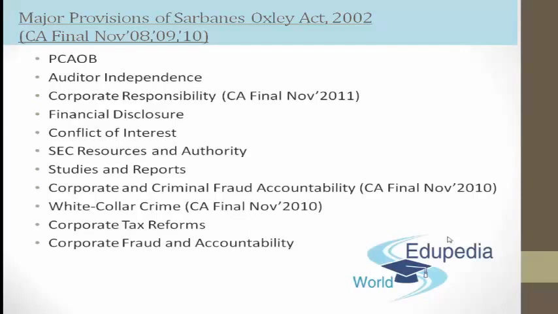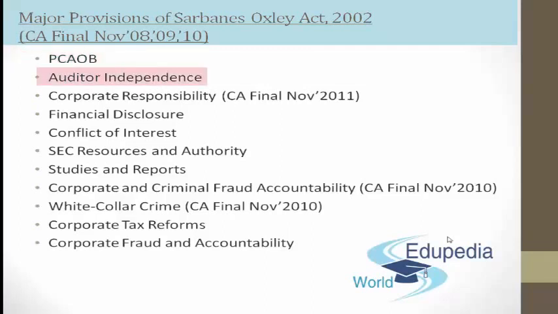This question has been asked n number of times in the CA final examination for the past few attempts: CA final November 2008, November 2009 and November 2011. So 10, 11 as well. So what are all the major provisions with respect to the Sarbanes Oxley Act? PCAOB. What's the full name? PCAOB simply stands for the Public Company Accounting Oversight Board. So we'll understand something about that.